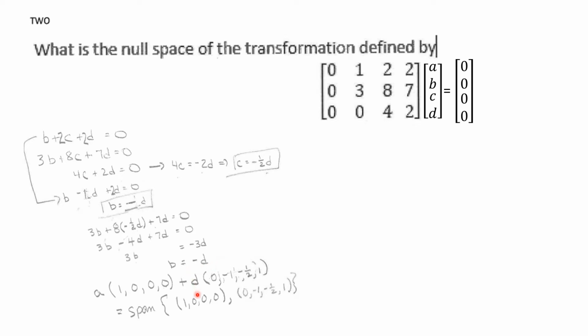So you see everything is really a multiple of D. So the solution to this is going to be A times 1, 0, 0, 0 plus D times 0, and then this is going to be negative 1, negative 1/2, and 1, and so the null space is the span of this vector and this vector.